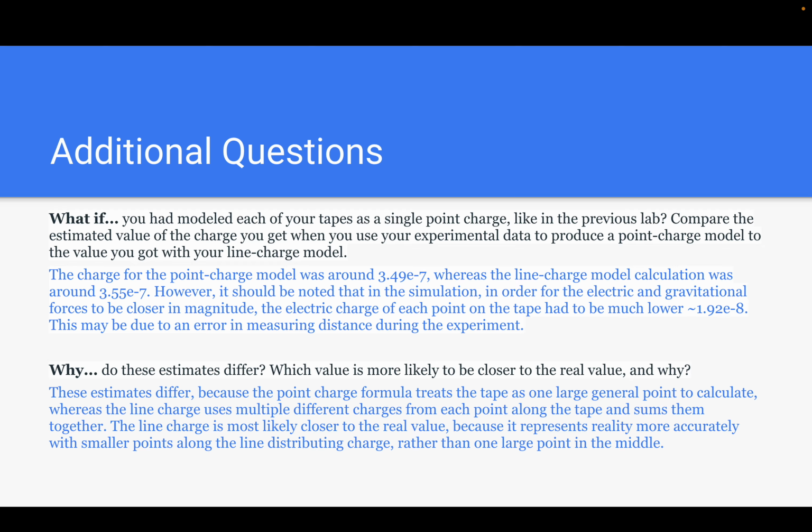These estimates differ because the point charge formula treats the tape as one large general point to calculate, whereas the line charge uses multiple different charges from each point along the tape and sums them together. The line charge is most likely closer to the real value because it represents reality more accurately, with smaller points along the line distributing charge rather than one large point in the middle.